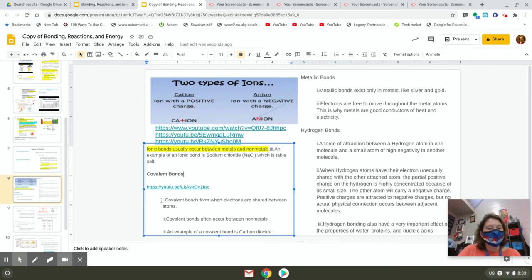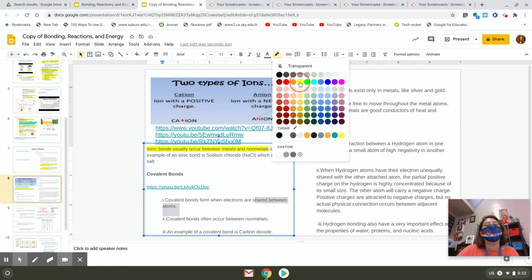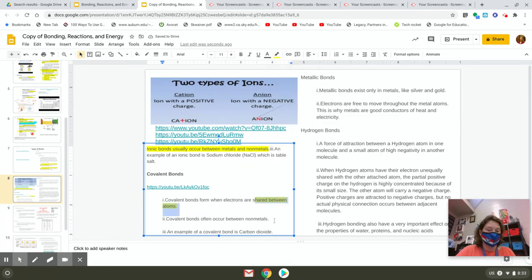All right. Down below the little YouTube link there, covalent bonds, not bombs. We're not talking about making bombs here. We're talking about making bonds, just to be clear. Covalent bonds form when electrons are shared between atoms. Highlight shared between atoms. In ionic bonds, atoms give away or steal electrons. In covalent bonds, atoms share electrons. You have to know that difference.